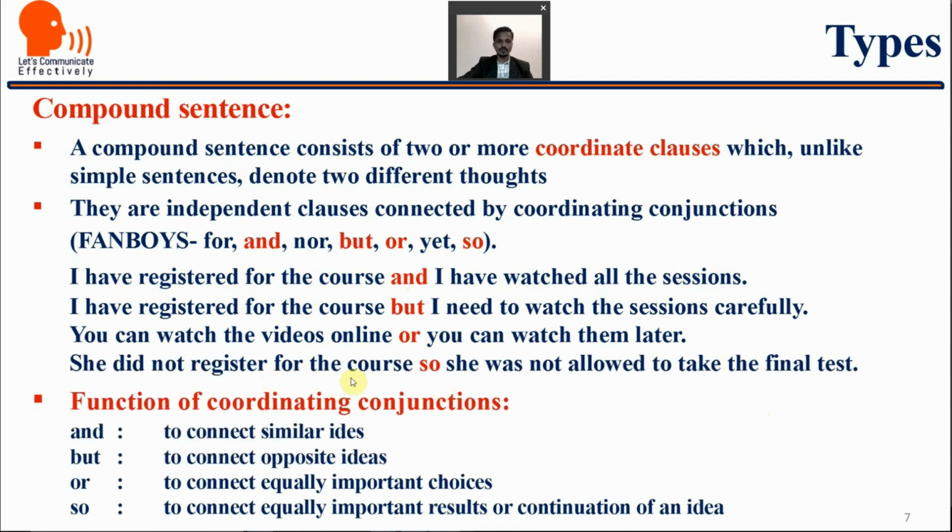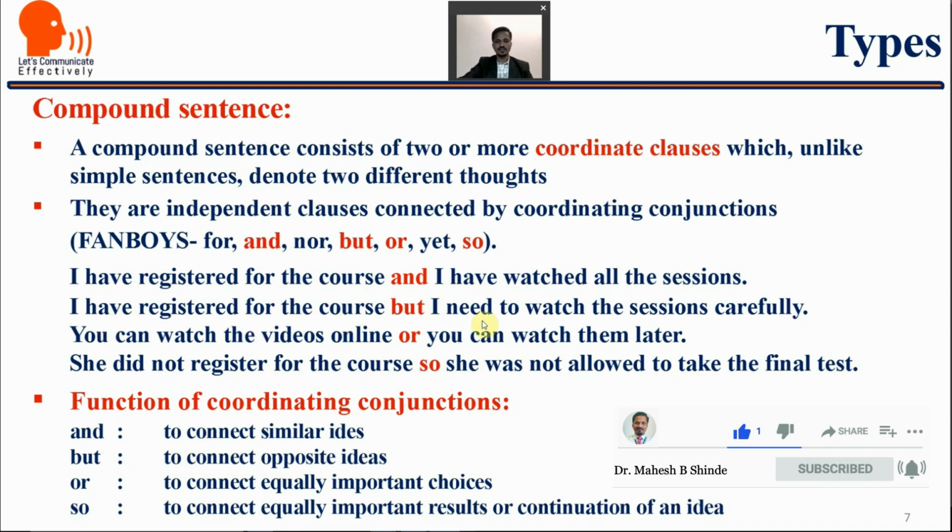She did not register for the course, so she was not allowed to take the final test. Now, what are the usages of those four particular coordinating conjunctions? Let us see. And is used to connect similar ideas. So here you can see, I have registered for the course and I have watched all the videos, connecting two ideas. But is used to connect opposite ideas.